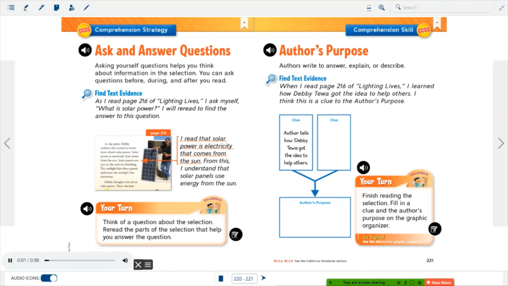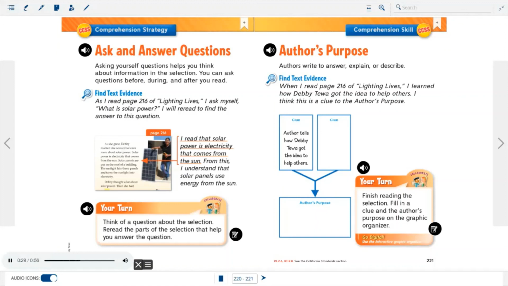Ask and answer questions. Asking yourself questions helps you think about information in the selection. You can ask questions before, during, and after you read. Find text evidence. As I read page 216 of Lighting Lives, I ask myself, what is solar power? I will reread to find the answer to this question.